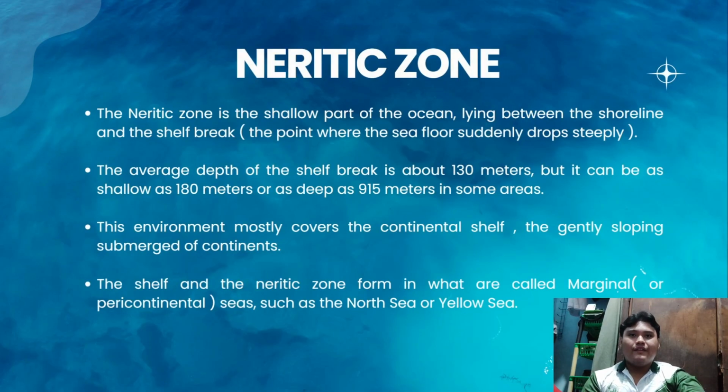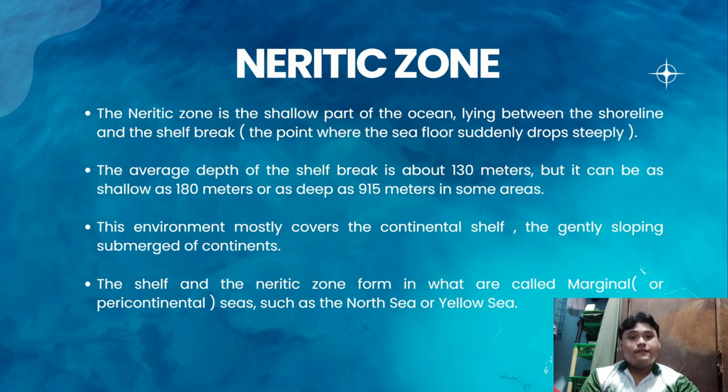Moving along, we have here the Neritic Zone. The Neritic Zone is the shallow part of the ocean, lying between the shoreline and the shelf break. This is the point where the seafloor suddenly drops steeply. The average depth of the shelf break is about 113 meters, but it can also go as shallow as 180 meters and also 915 meters. This environment mostly covers the continental shelf.